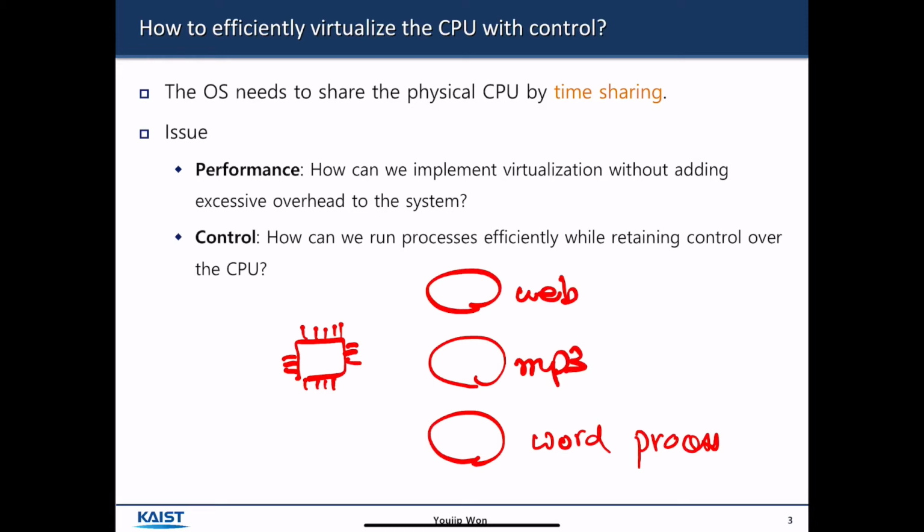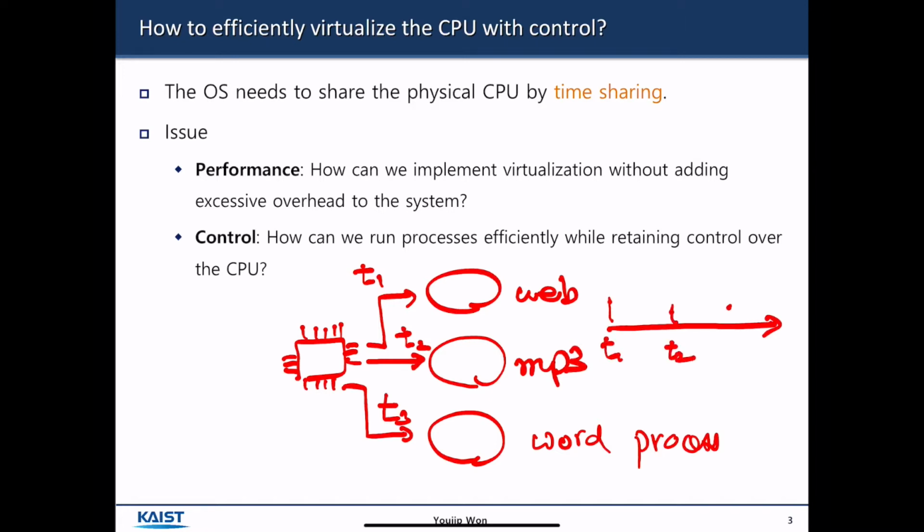In this example, we have to switch the CPU over multiple different processes. At time t1, it executes the web server. Sometime later, at time t2, it executes the MP3 player. And at time t3, it executes the word processor. So on the timeline, from t1 to t2, the web server is executed, from t2 to t3, the MP3 player is executed, and starting from t3, the word processor is executed.